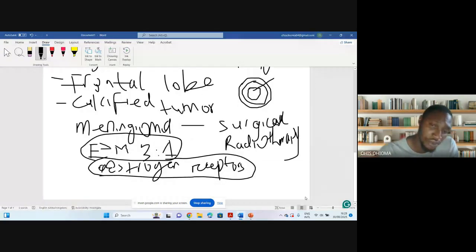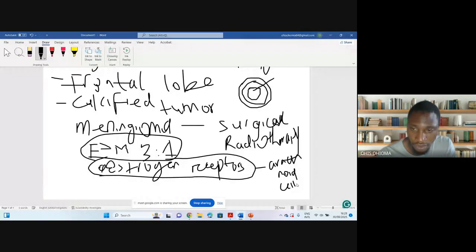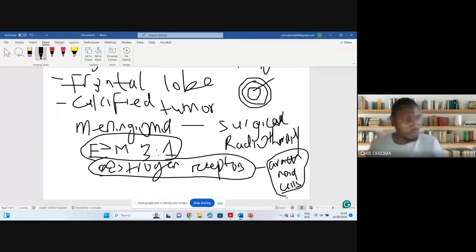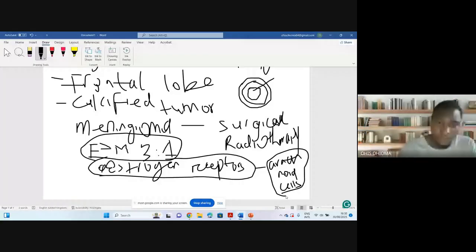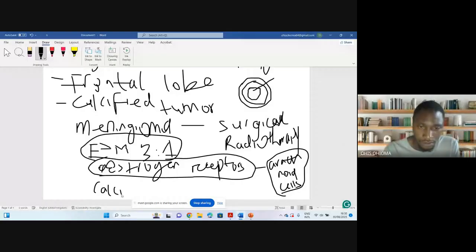And the cells that are affected are the arachnoid cells. So the arachnoid matter is where you commonly find this, right? Now, these tumors are also calcified, just like the oligodendrocytes. But there's a difference, and let me illustrate that here with this.